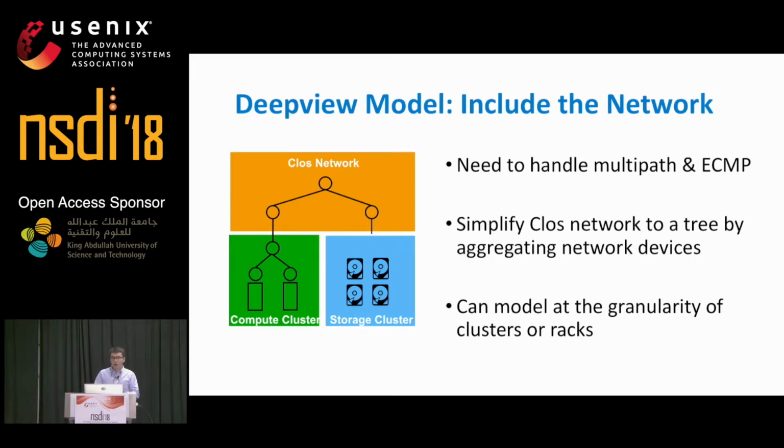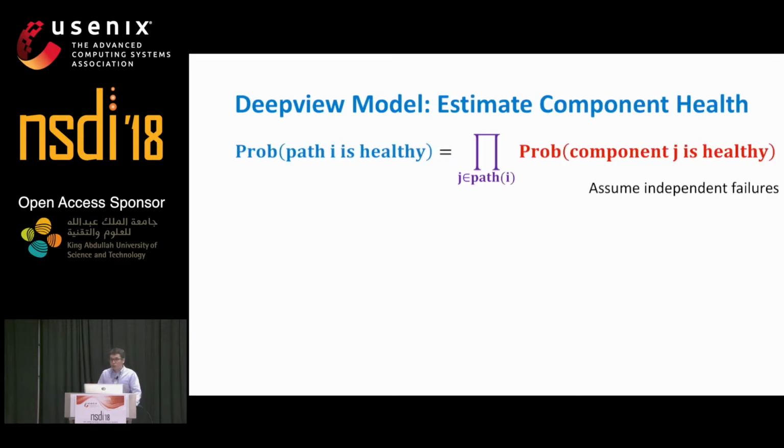Now, the goal of the algorithm is to pinpoint which subsystem along the path is responsible, and then try to isolate as fine-grained as possible to the particular component within that subsystem. To be able to tell which component is responsible, we can estimate the component health. We can write down a simple probabilistic equation where we assume that components from different subsystems fail independently. Then we can express the probability that the path is healthy as the product of the probability that each of the components along the path is healthy.